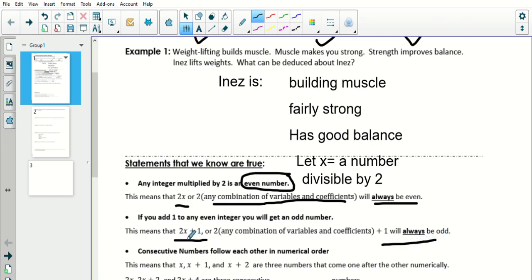All right? So if I plug 2 in for x, 2 times 2 is 4, plus 1 is 5. That's an odd number. Let's test an odd number: 2 times 3 is 6, plus 1 is 7. That's always going to be true. If I multiply a number by 2, I'm going to get an even number, and if I add a simple odd number, it will always be odd. So that's the definition of an algebraic even number and an algebraic odd number.